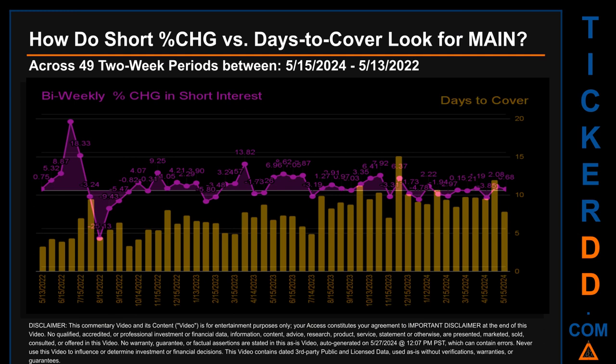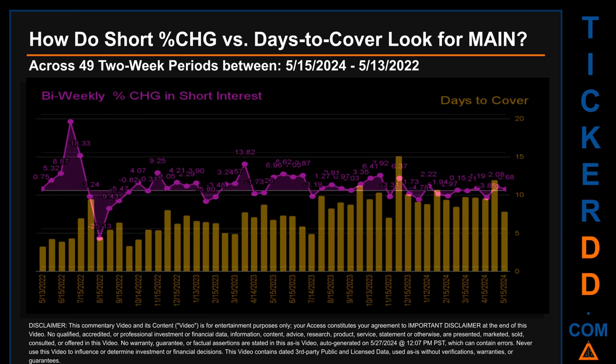Zooming out, I looked across 49 two-week snapshots, from latest found, May 15, 2024, to oldest found, May 13, 2022. In the graph, I overlaid bi-weekly percentage change in short interest against days to cover. Across these 49 two-week snapshots, the average percentage change of short interest was about 2.08%.